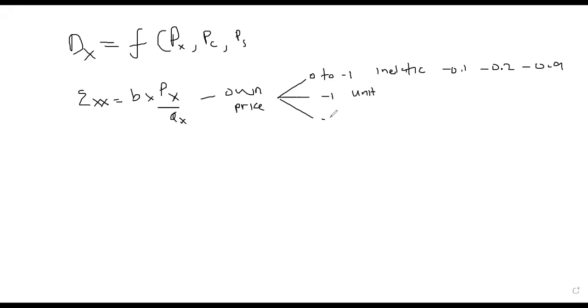Then you have numbers more than 1, -1.1, -1.2, -3, -4, upwards. All this is what? Elastic. Then we have price of related goods. This is own-price elasticity, which we also call PED, price elasticity of demand. Then we have cross-price elasticity of demand.